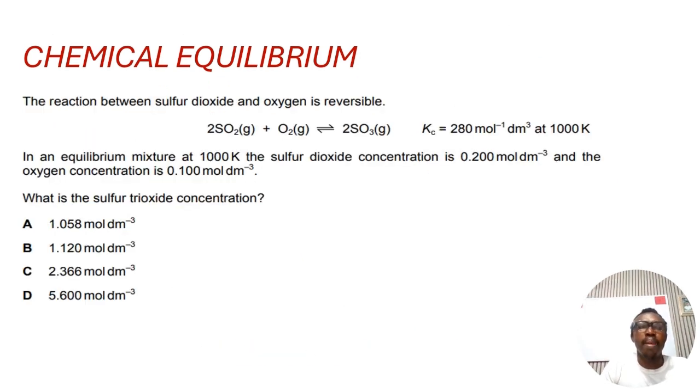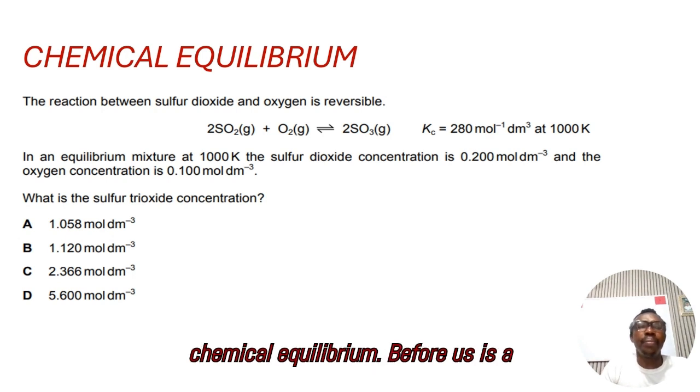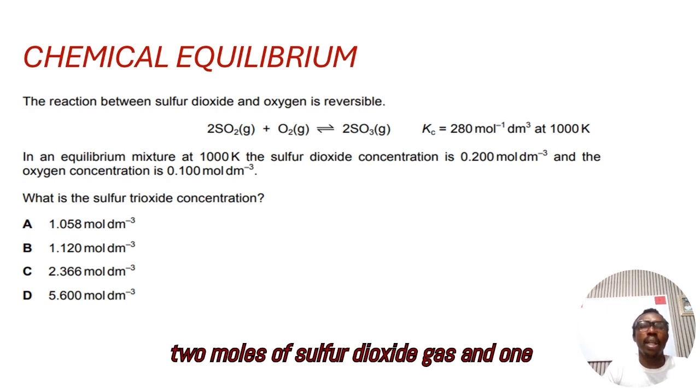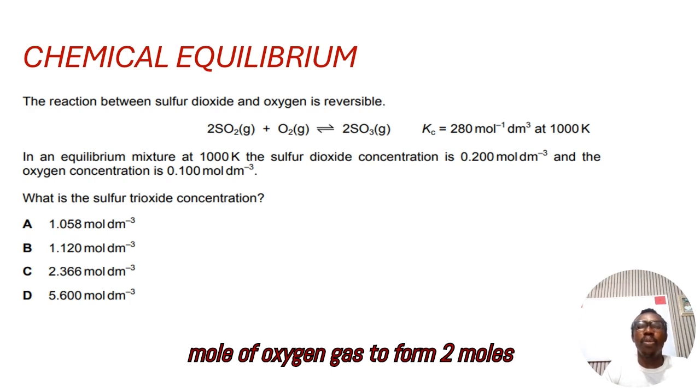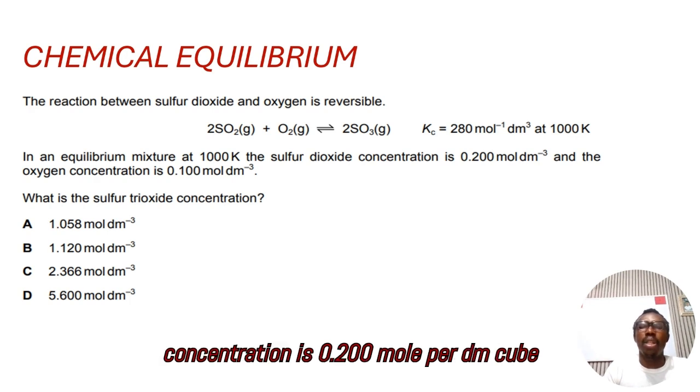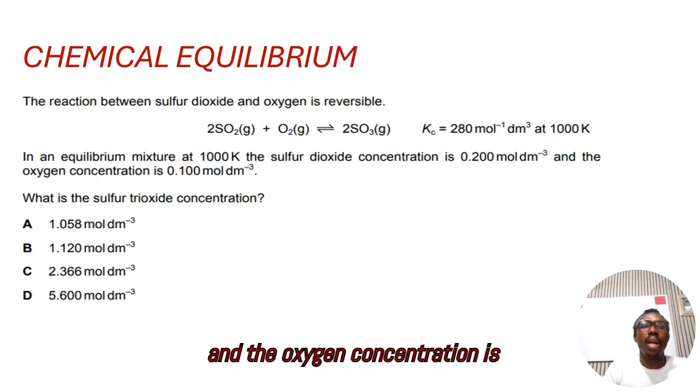I'm back with my lectures, still on chemical equilibrium. Before us is a typical A-level chemistry question on chemical equilibrium. The reaction between sulfur dioxide and oxygen is reversible. From the equation, you have 2 moles of sulfur dioxide gas and 1 mole of oxygen gas forming 2 moles of sulfur trioxide gas. The equilibrium constant Kc is 208 per mole dm cube at 1000 Kelvin. In an equilibrium mixture at 1000 Kelvin, the sulfur dioxide concentration is 0.200 mole per dm cube and the oxygen concentration is 0.100 mole per dm cube. What is the sulfur trioxide concentration?